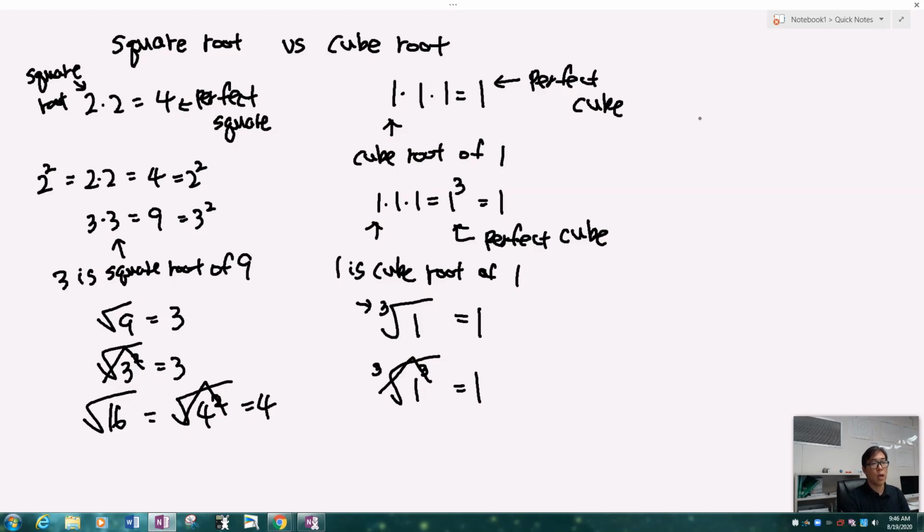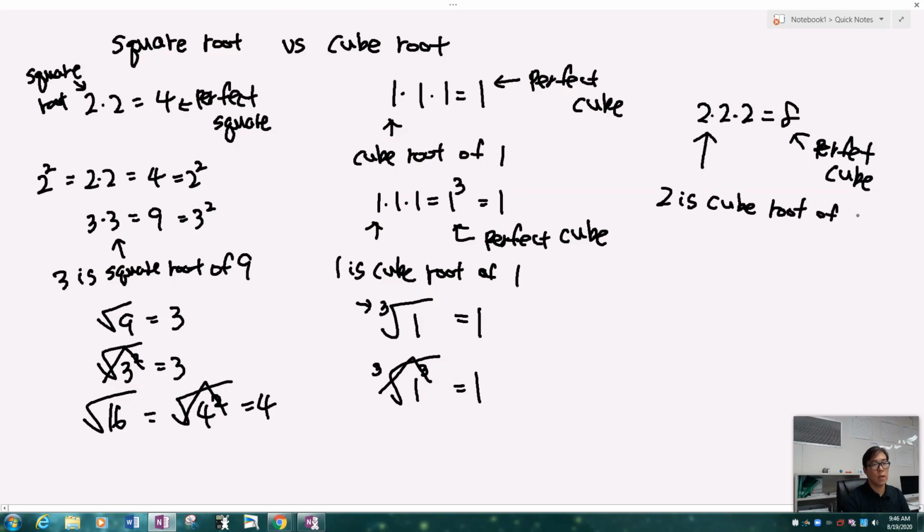And let's do another example. If you have 2 times 2 times 2, which is, let's see, 2 times 2 is 4, 4 times 2 is 8. Therefore, 8 is a perfect cube, and this 2 is the cube root of 8. The way we write it mathematically is cube root of 8 is 2. Why? Because 8 is 2 times 2 times 2, which is 2 cubed. Do you see the cube and cube root? Cube root of 2 cubed, then you cancel out, become 2.